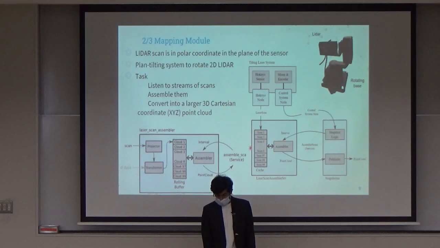The laser scan assembler is shown here in detail, where the scan from the LiDAR and TF data from the IMU are used to transform the scan to a fixed world frame, and this cloud data is saved in a rolling buffer. Whenever it gets a request to start building a map, it starts saving this cloud data in the buffer. When the rotation of the rotating base is complete, it sends a 3D point cloud.